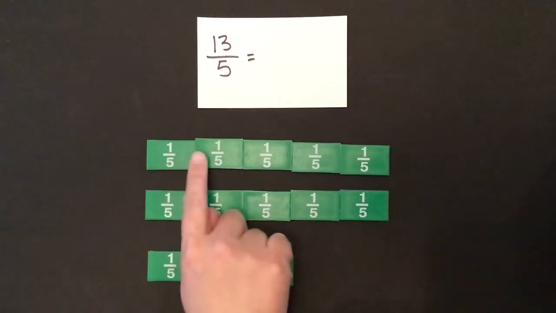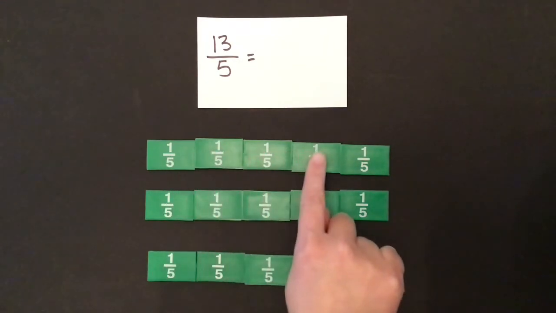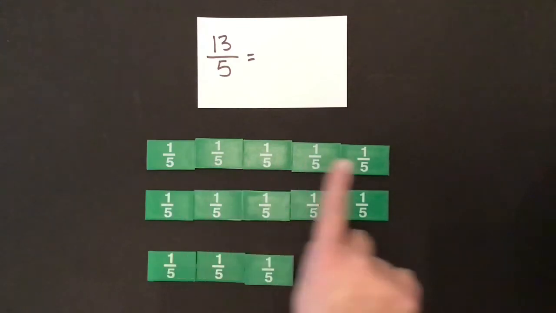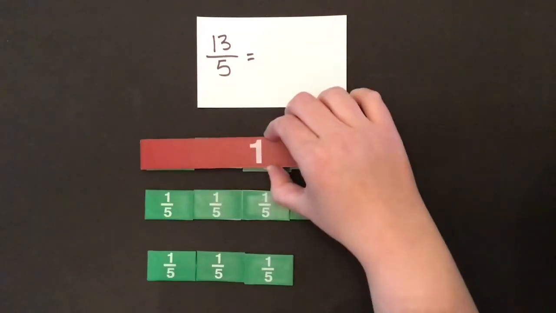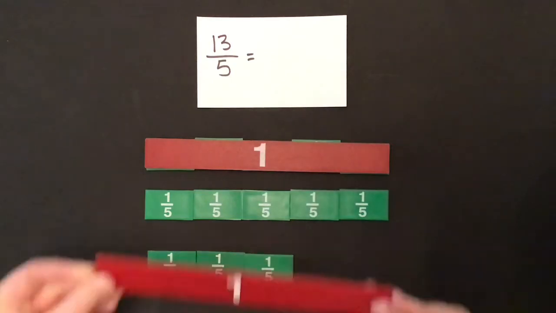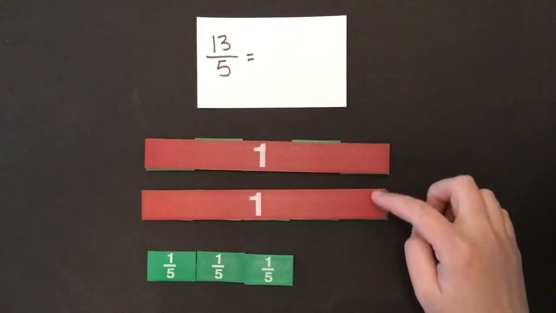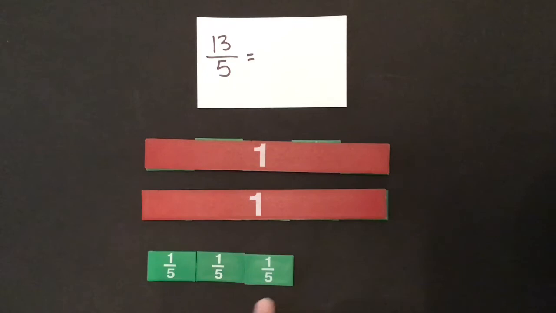So I can see that I've got 1/5, 2/5, 3/5, 4/5, 5/5, that's a whole. I have another whole, and then I have 3 pieces left over. I can double check by putting down a whole, and I can easily see I have 2 wholes and 3/5.